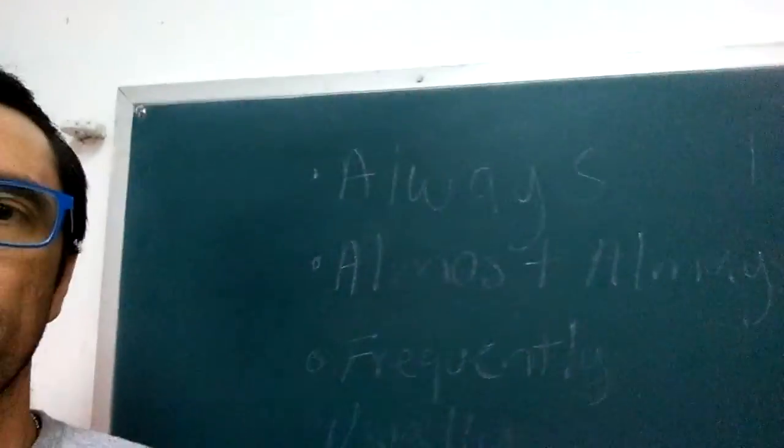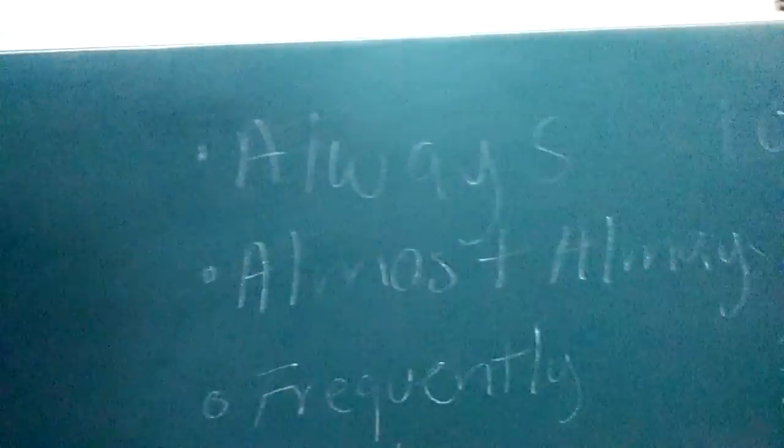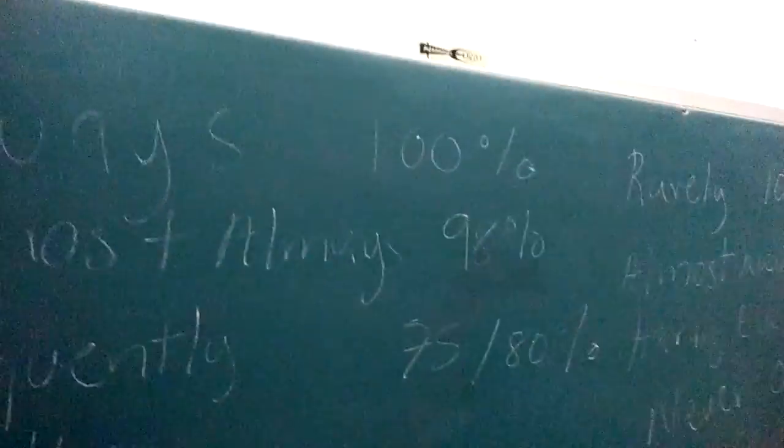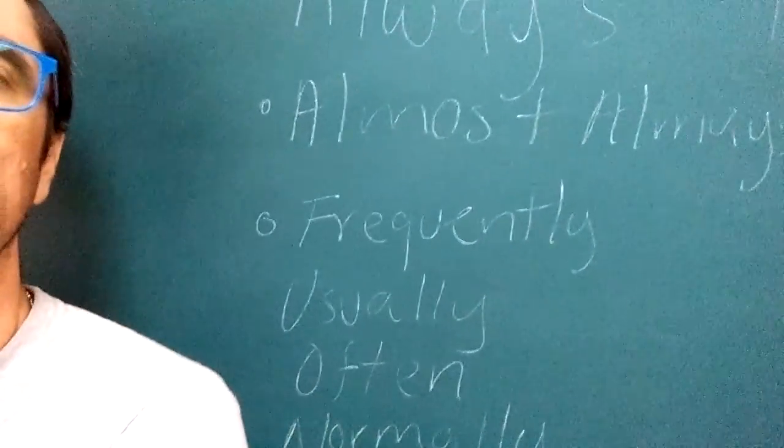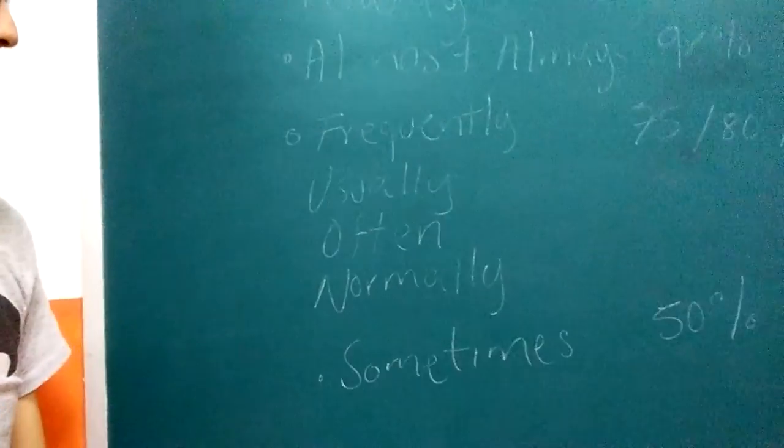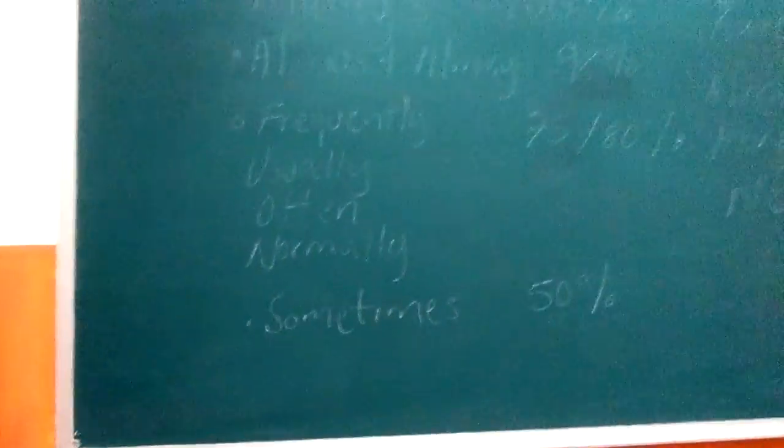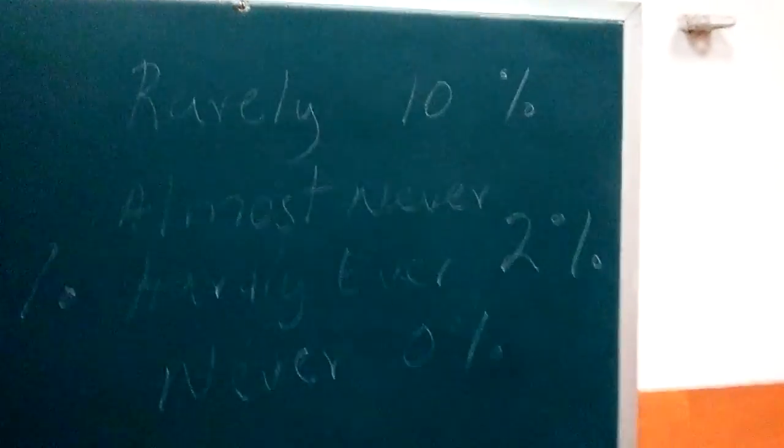So, again, we have always 100% of frequency, almost always 98% of frequency, and then we have frequently, usually, often, and normally 75% of frequency, sometimes 50% of frequency. Then we have rarely 10% of frequency, almost never, and hardly ever 2% of frequency. At the end, never 0% of frequency.